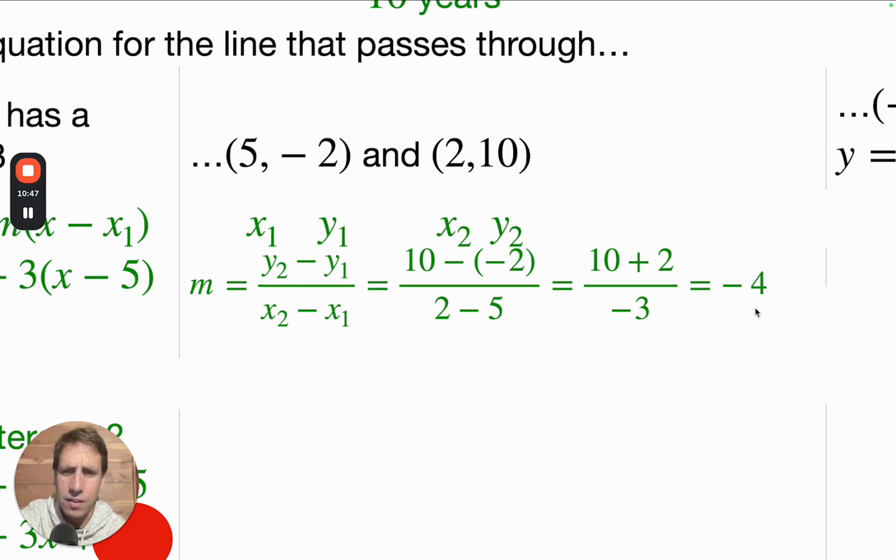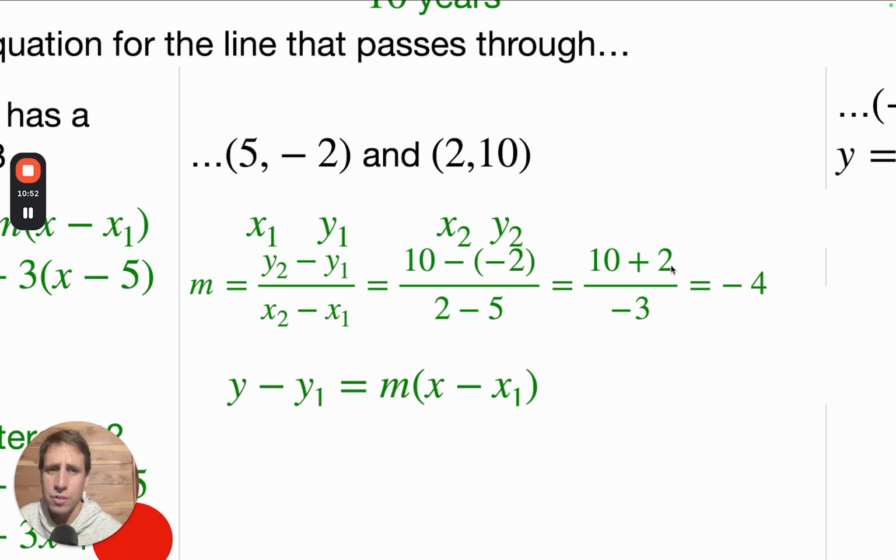What do we do next? I got the slope. I want an equation for a line. And so I have a slope, and I have 2 different points. I just need one for point slope form. It doesn't matter which one you choose. I usually choose the first one.